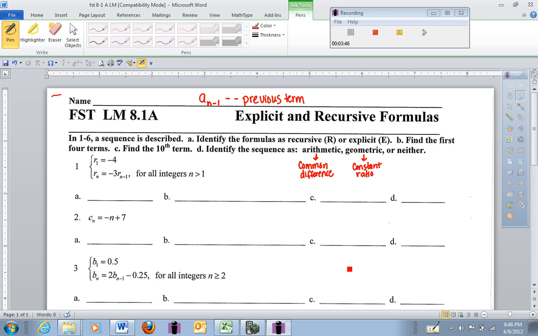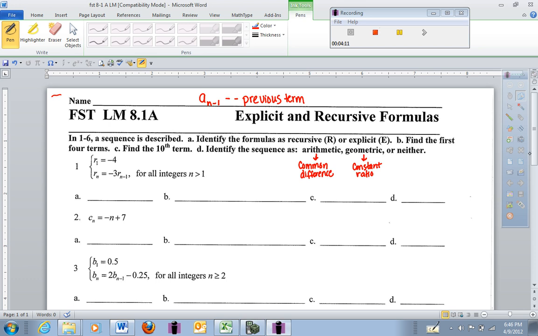Then the next thing we're going to do is find the 10th term. And last but not least, we're going to identify this sequence as either arithmetic, meaning it has a constant difference, so it goes up or down by adding the same number or subtracting the same number each time, or it could be geometric. That means we're going to have a constant ratio, or multiplying by the same multiplier every time, or it could be neither of the two.